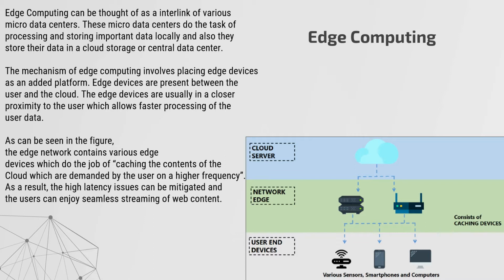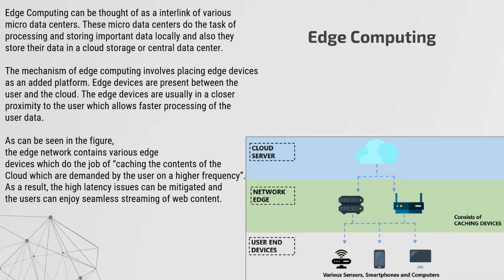The content that we choose to store in the network edge is chosen based on whether users will demand that content, and how much the users will demand that content. So when some content is cached in the network edge, the end result is that users have a very smooth experience in browsing the content.